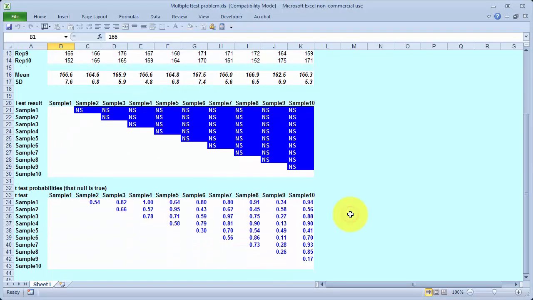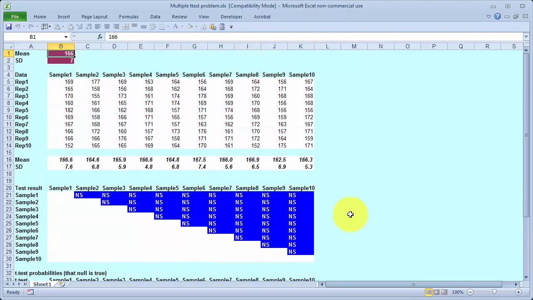If I scroll down a bit, in here I'm calculating the actual probabilities associated with that particular calculated t-value. I'm not displaying the t-values, they're not very meaningful. And you see all the probabilities are greater than 0.05, so all the tests are non-significant. What happens if we repeat this a few times?